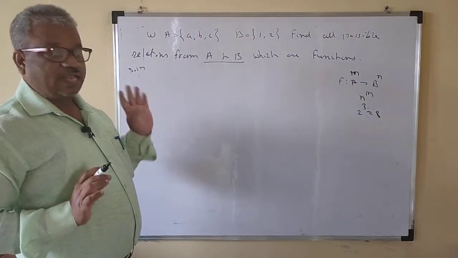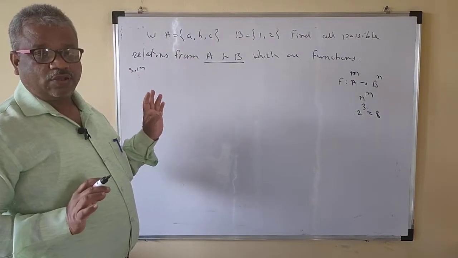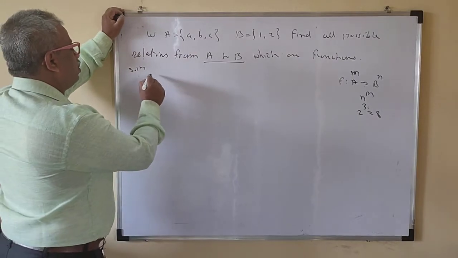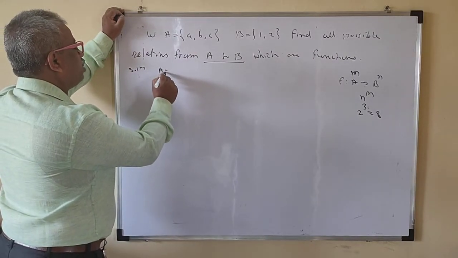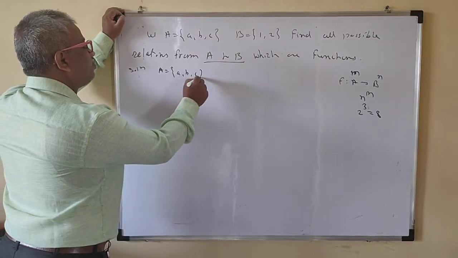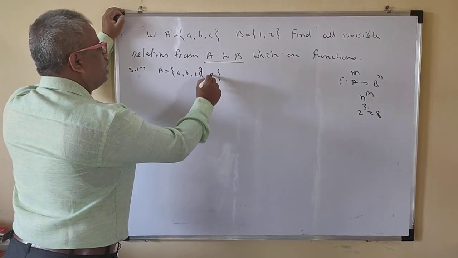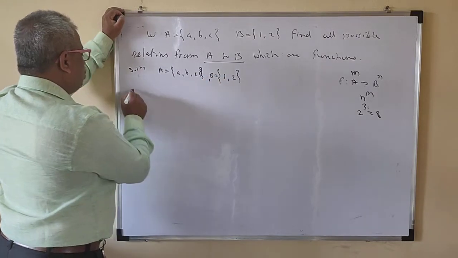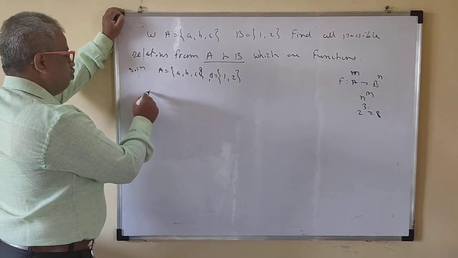So there are 8 functions you can form from A to B. So we'll check this. Solution: A is equal to {a, b, c} and B is equal to {1, 2}. So we'll write one function.